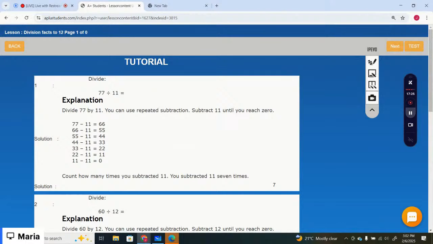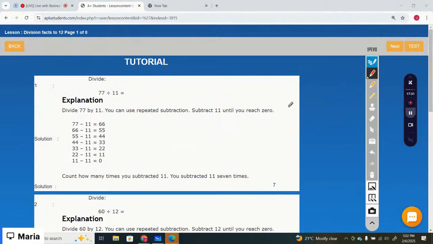Start with the first example, 77 divided by 11. You need to count a table of 11 until 77. So 11 times 7 is 77. 77 take away 7 is 0. So that means 11 times 7 is 77. Basically, division is repeated subtraction. You have to subtract 11 again and again until you reach 0.